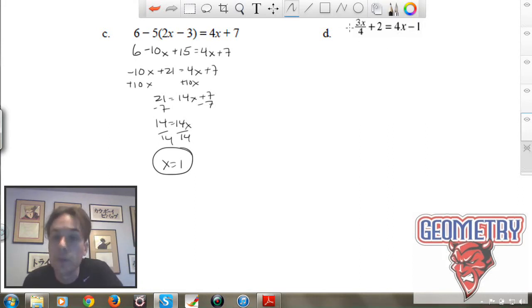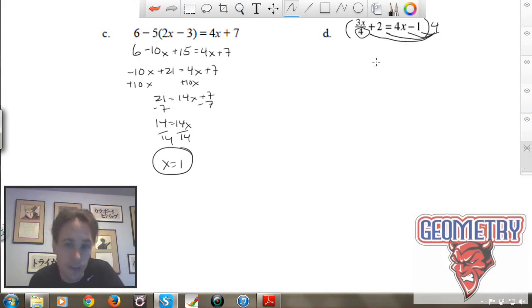But if you really don't like fractions, the way to get rid of them is to multiply everything by whatever is in the denominator, in this case 4. So we're going to multiply everything in here by 4, not just a fraction, we're going to multiply everything. So 3x over 4 times 4 is just 3x. 2 times 4 is 8. 4x times 4 is 16x. And negative 1 times 4 is negative 4.